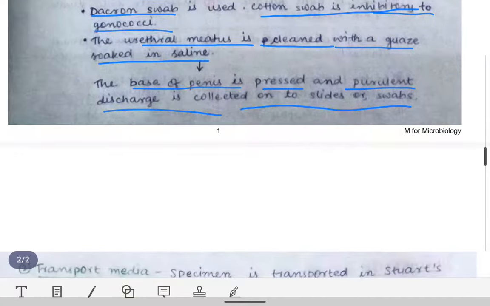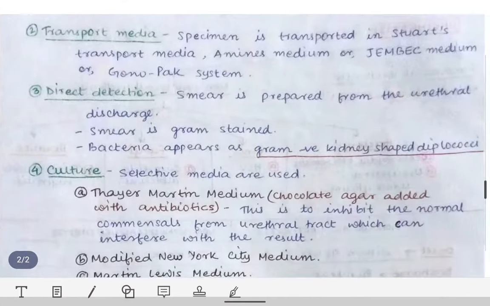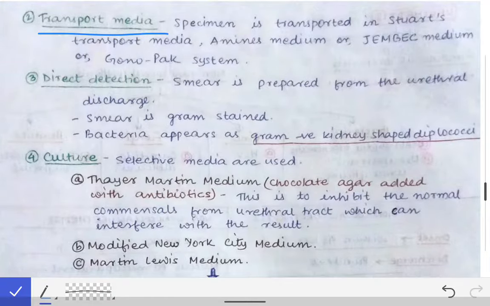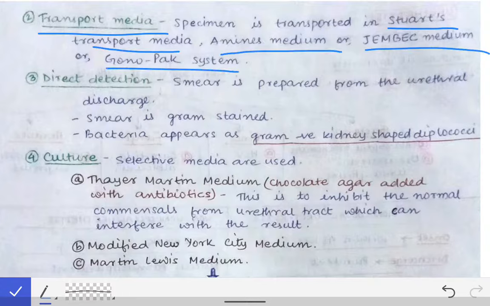After the specimen collection, the next step is the transport of the specimen. We use certain transport media for the transport of the gonococcal specimen. The transport media that we use are Stuart's transport medium, Amies medium, Jembec medium, or the Gono-Pak system. Any one of these four transport media we can use for the transport of the gonococcal specimen.